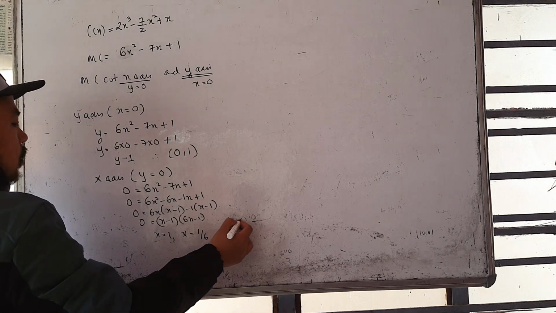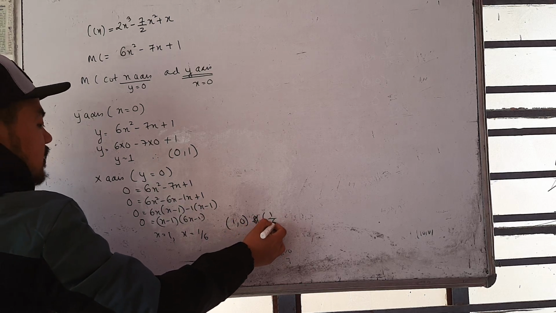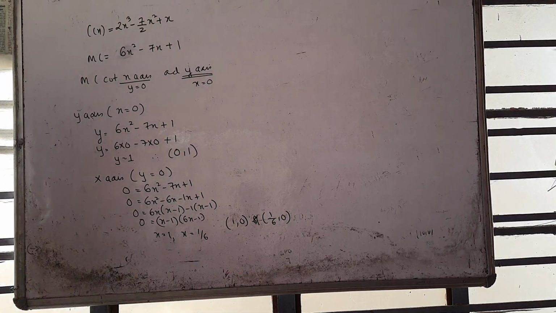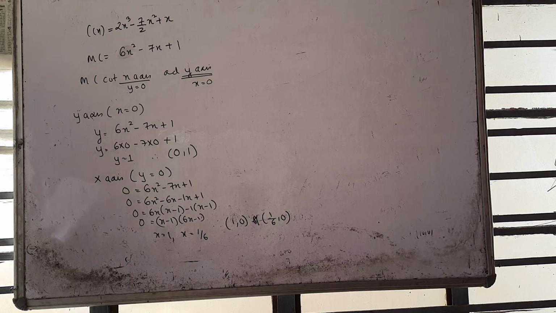Therefore, what are your points? (1, 0) and (1/6, 0). Is it clear, everyone? If they say cuts the x-axis or y-axis, this is what you want to do. Understood, everyone? Okay.